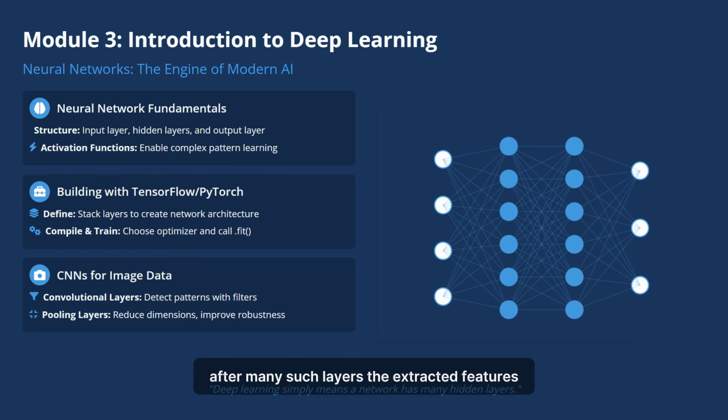After many such layers, the extracted features are fed into a standard neural network for the final classification. The assessment is to explain the roles of these layers. The ideal answer? Convolutional layers use filters to scan an image and create feature maps that detect patterns. Pooling layers then downsample these feature maps, which reduces complexity and helps the network recognize a feature no matter where it appears in the image.